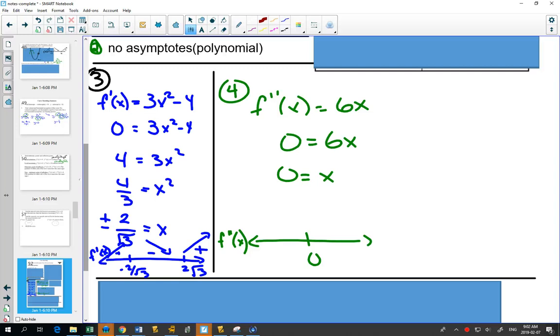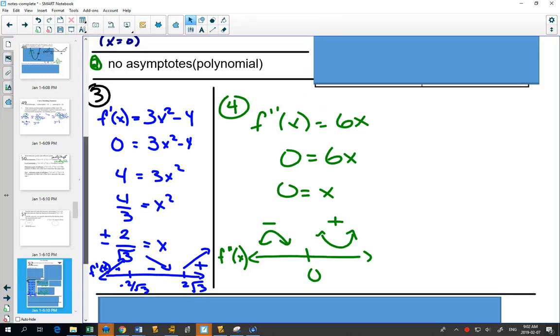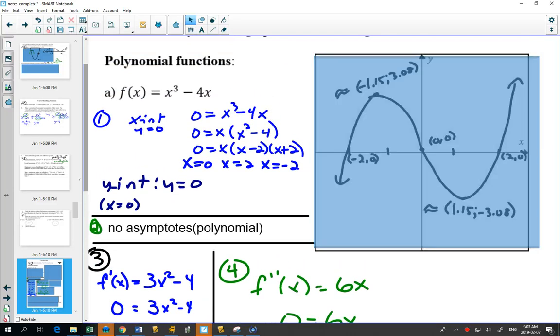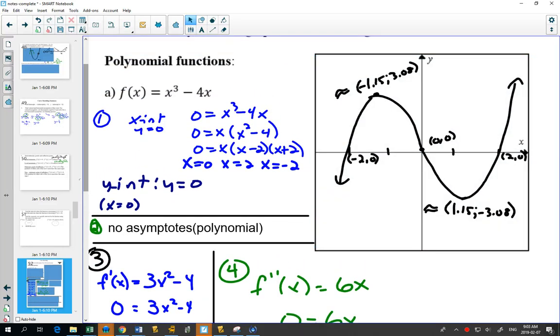So in this case, if I plug in something less than 0, it's going to be negative. If I plug in something bigger than 0, it's going to be positive. So we now know where it's concave up and concave down. From this information, you now have enough to graph this.